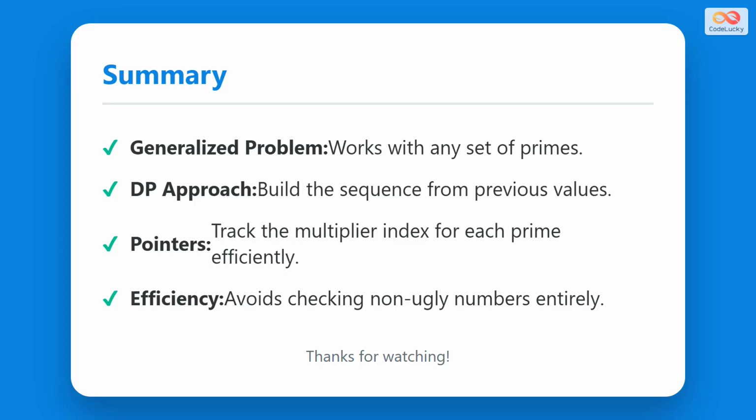In summary, the super ugly number problem teaches us how to generalize specific constraints into a flexible algorithm. By using dynamic programming and a multiple pointer approach, we can efficiently generate the sequence without wasting time on invalid numbers. This pattern is very useful for similar problems involving merged sequences.